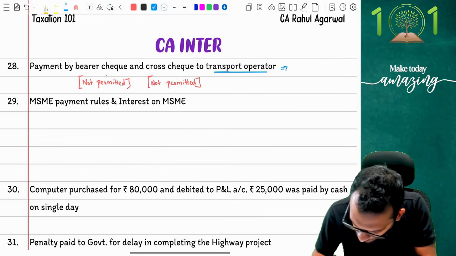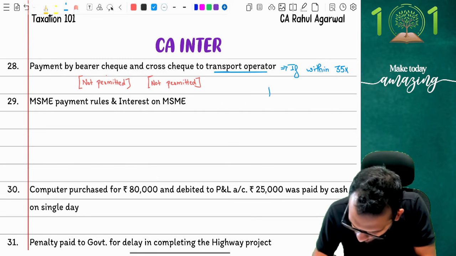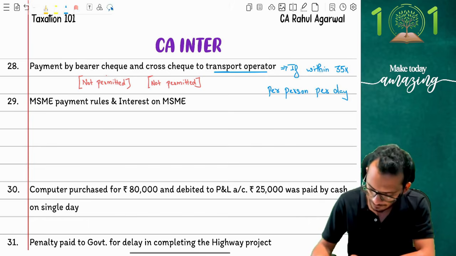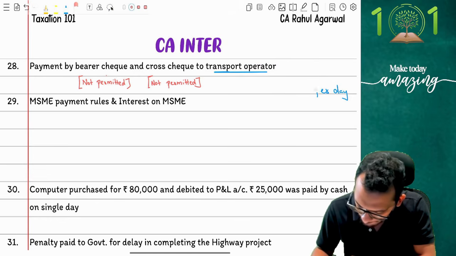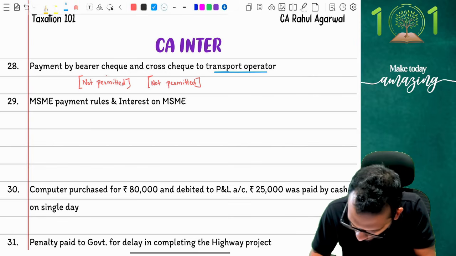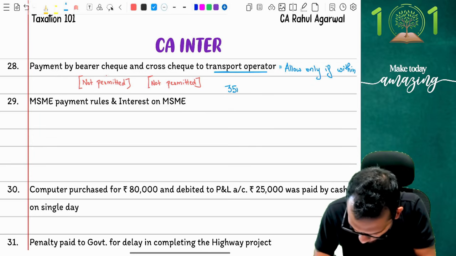Let me put it this way. Allow only if within 35,000 per person per day.